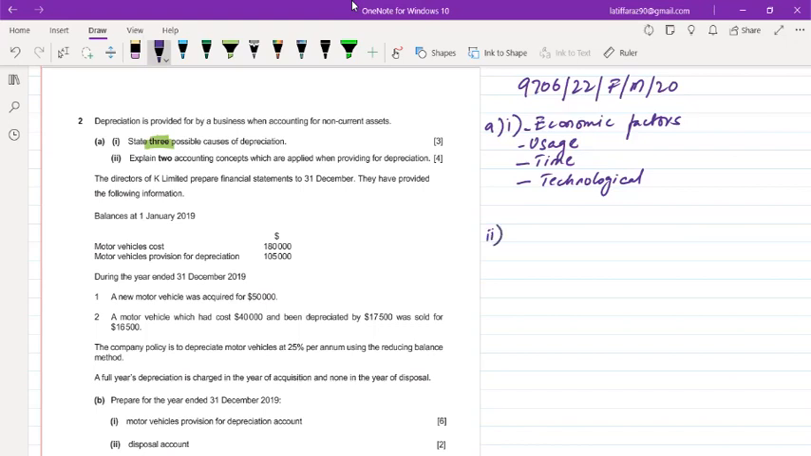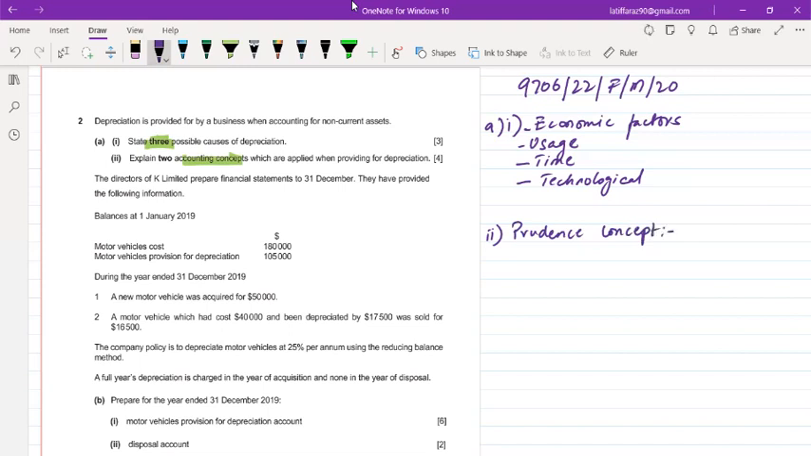Then moving forward, part two. Explain two accounting concepts which are applied when providing for depreciation. So this is for 2 marks, which means 1 mark for each concept. So we have to explain the accounting concepts. Depreciation is in accordance with the prudence concept.